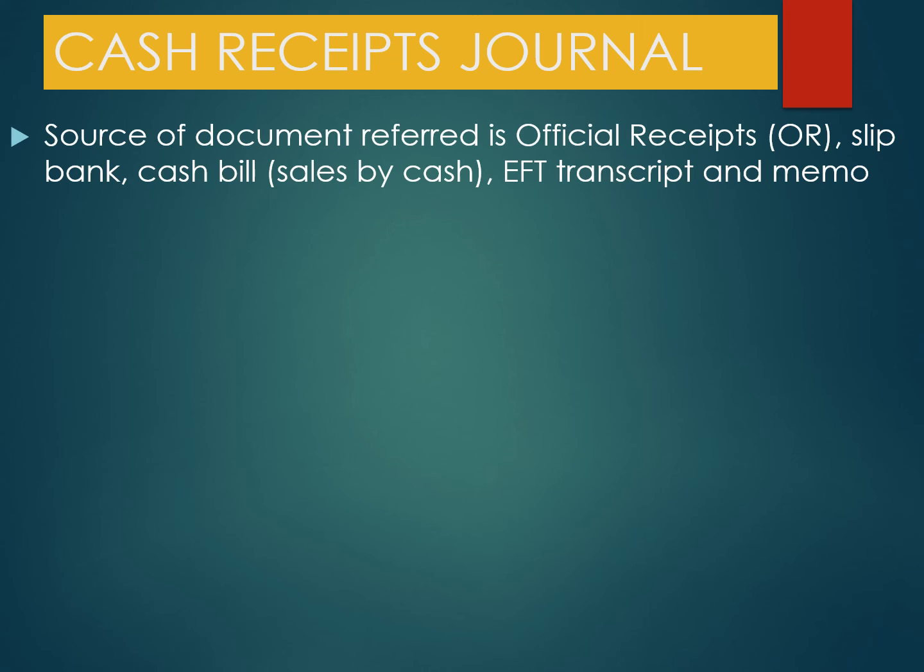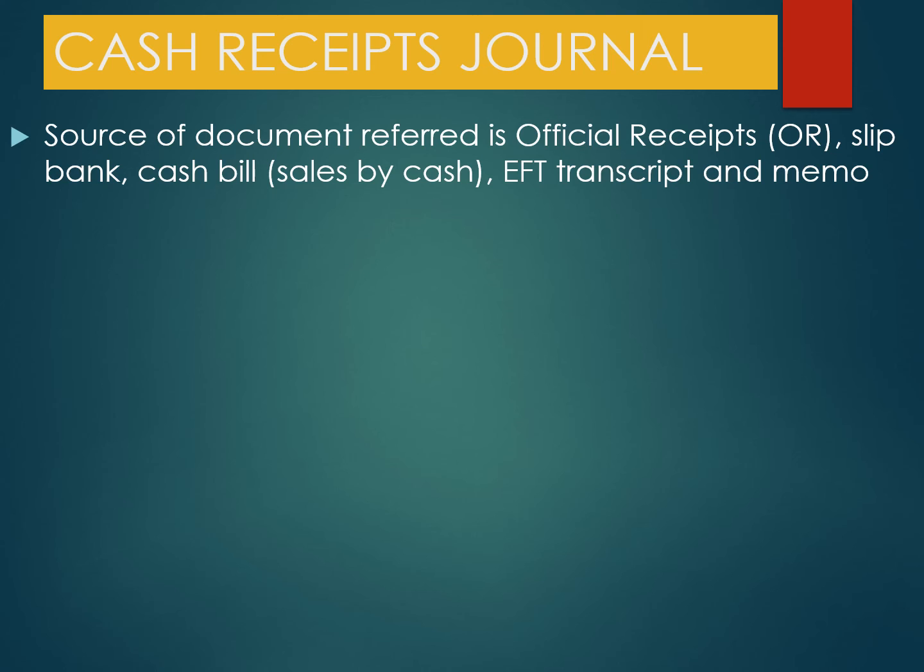Source documents such as official receipts record or explain the money inflow, and some other source documents can be used for receiving money, such as a bank slip, or a cash bill whenever you make sales by cash, or an electronic fund transfer transcript that can be shown in an instant message or in an email notification.